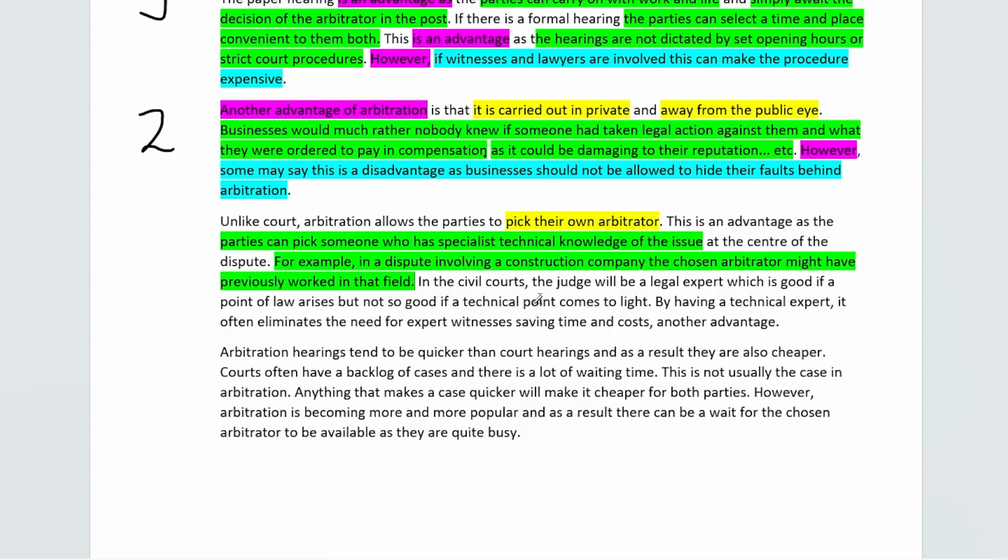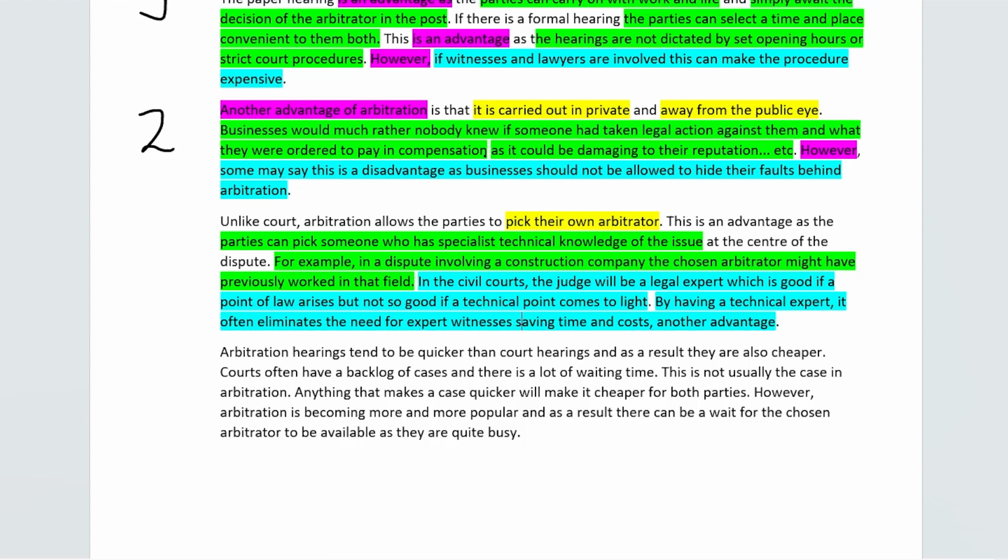In the civil courts, the judge will be a legal expert, which is good if a point of law arises, but not so good if a technical point comes to light. This is him extending his developed point, making it a well-developed point. By having a technical expert, it often eliminates the need for expert witnesses, saving time and costs, another advantage. So first, he compares arbitration to civil courts, which is him just showing off his knowledge once again.